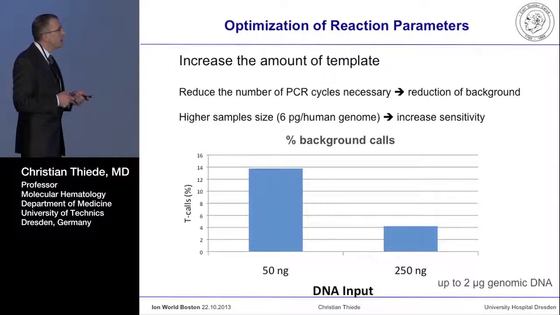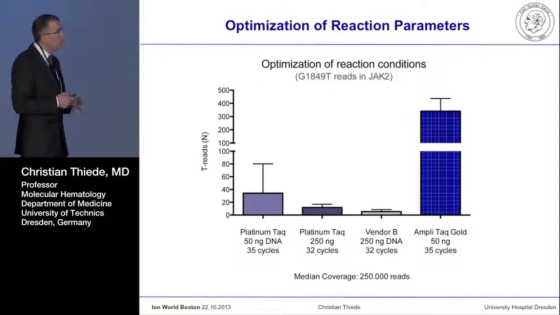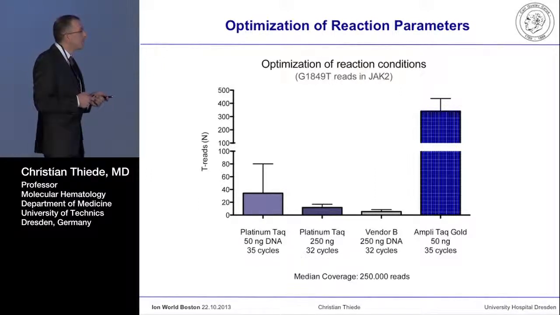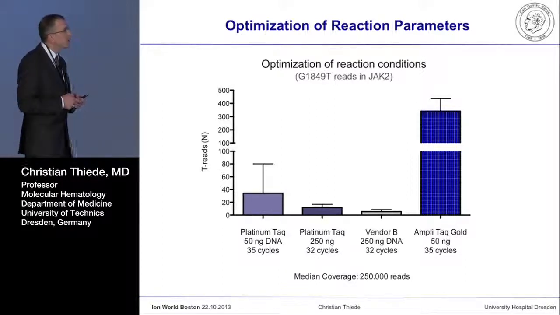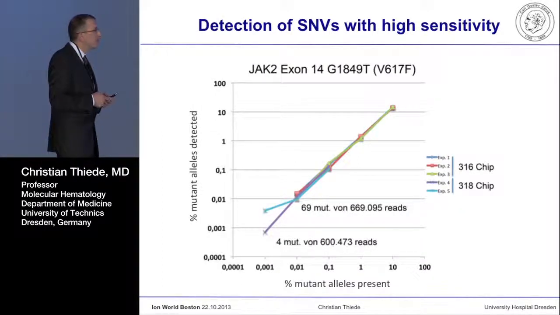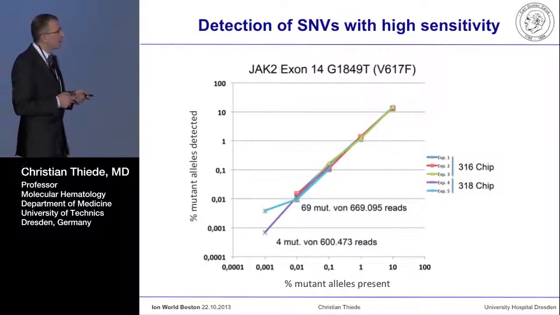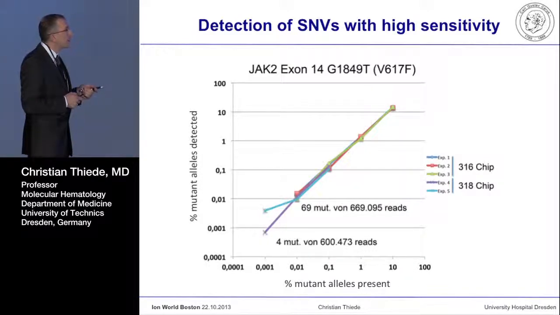And with more DNA, you could also decrease the number of PCR cycles necessary, which would decrease the background. Combining these two approaches, we were able to substantially decrease the number of background mutations which were seen on specific bases. Here again, that particular mutation in the JAK2 tyrosine kinase. And we then went on to perform dilution experiments, diluting a cell line carrying the mutation in a background, a normal cell line.